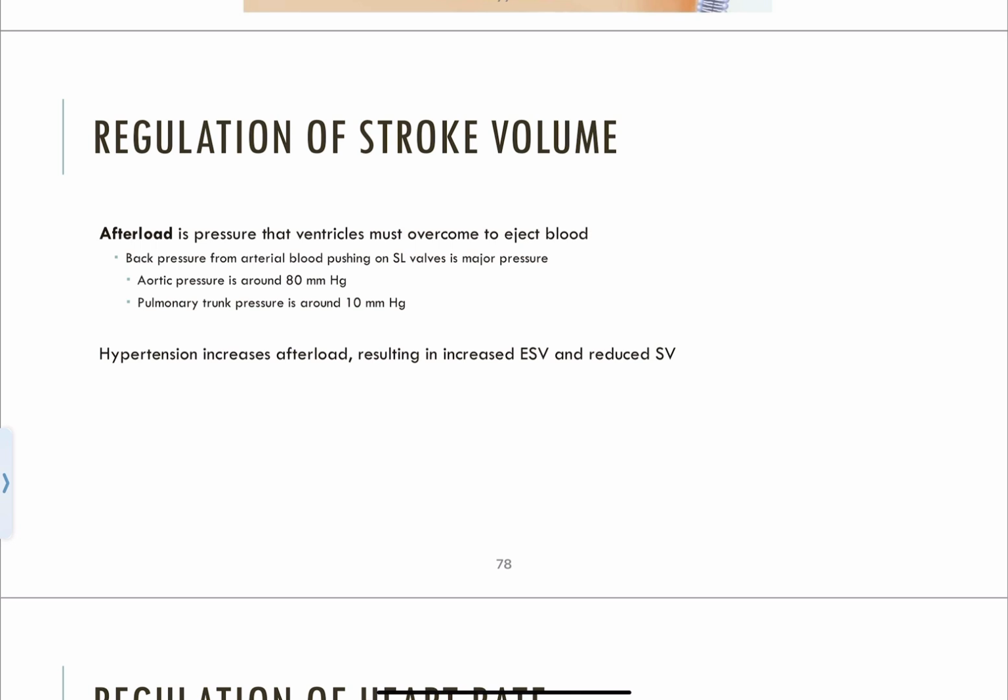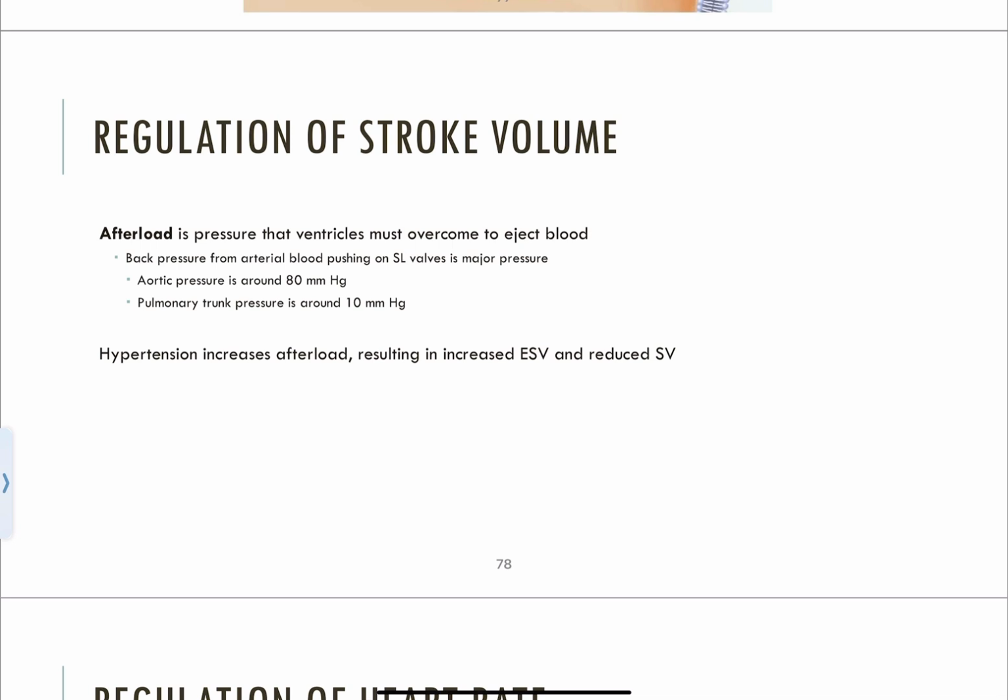So back pressure from arterial blood pushing on the SL valves is the major pressure. If we're talking about our aortic pressure, it's around 80 millimeters of mercury. Pulmonary trunk pressure is around 10 millimeters of mercury because remember, pulmonary circulation is a much lower pressure circuit, while our systemic circulation is a much higher pressure circuit.